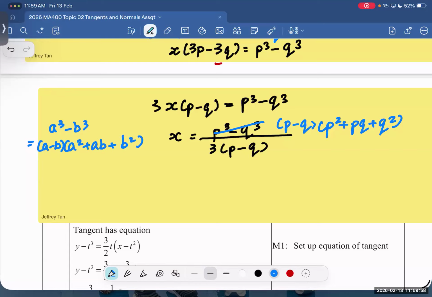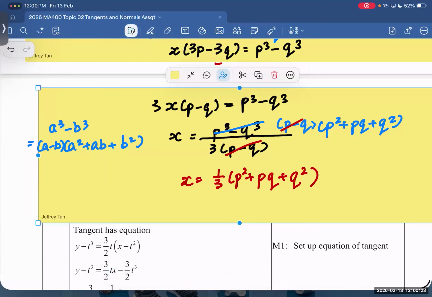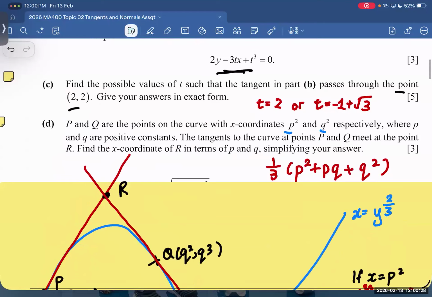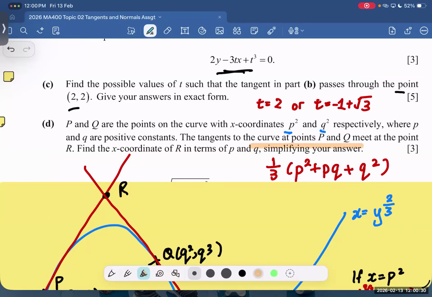Go figure out. Okay, but I think you can see when I'm going very slowly to go through this with you, the message is quite obvious. So now, cancel. Then you have x to be 1/3 of p square plus pq plus q square. Okay, so you notice the question says simplify it as much as possible. The question said this one. Simplify your answer, which is why I need to simplify my answer.